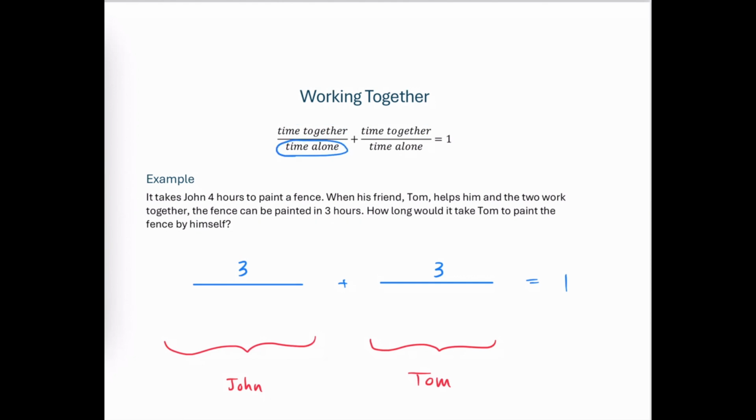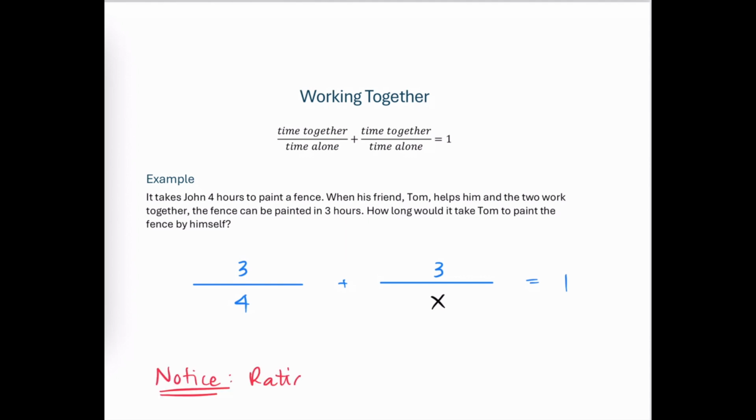In the denominators, we're going to look at the time it takes for each of the individuals to do the job by themselves. We're told that it takes John 4 hours to paint the fence by himself, so in that time alone position, he'll get a 4. But the question is asking us how long would it take Tom to paint the fence if he worked by himself. So that's our unknown quantity, and we put x in the position of our unknown. So now we've created an equation that we can solve, and let's notice that this is a rational equation because of the fact that we have an x in the denominator.